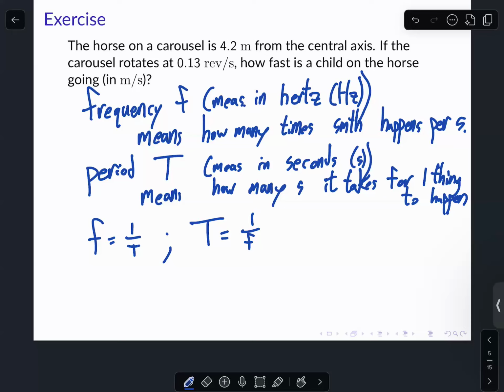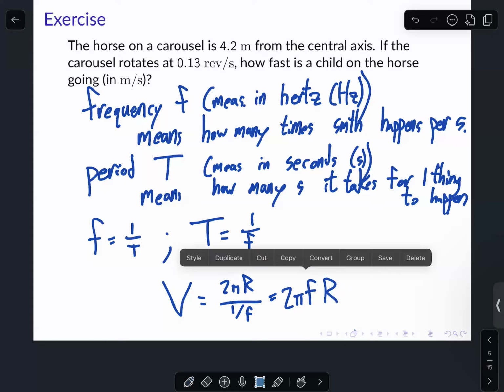So I could put these together and say that speed is 2 pi r divided by, well, that's sort of silly to divide by inverse frequency. What happens when there's a fraction downstairs other than panic? You can multiply top and bottom by f. And you get 2 pi f r, or 2 pi r f equivalently.